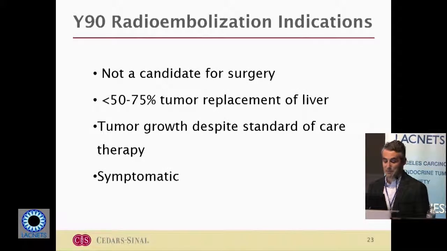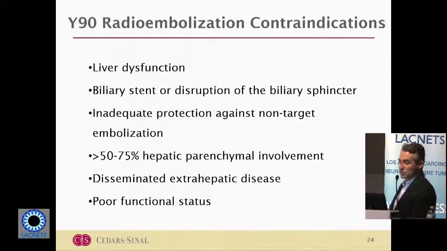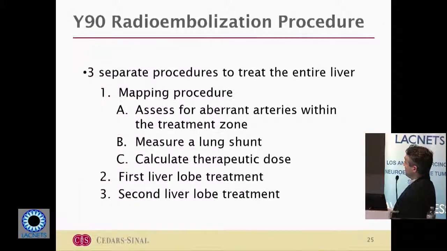Indications are similar to the other embolization procedures: tumor growth, symptomatic, less than 50 to 75% replacement of the liver by tumor. And contraindications: liver dysfunction. If you've had a Whipple or a biliary stent, you have a higher incidence of infection after the procedure. If we're concerned that radiation will go to other parts of the body, like the lungs or the bowel, there are times when we may choose not to do this procedure. And poor functional status and tumors in other places outside of the liver are also relative contraindications.